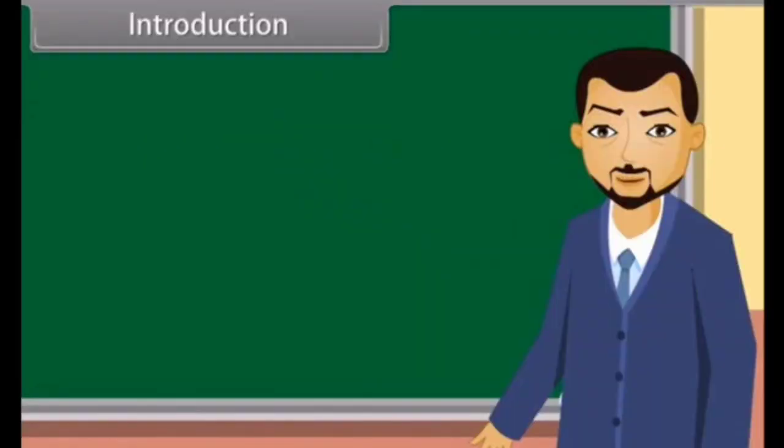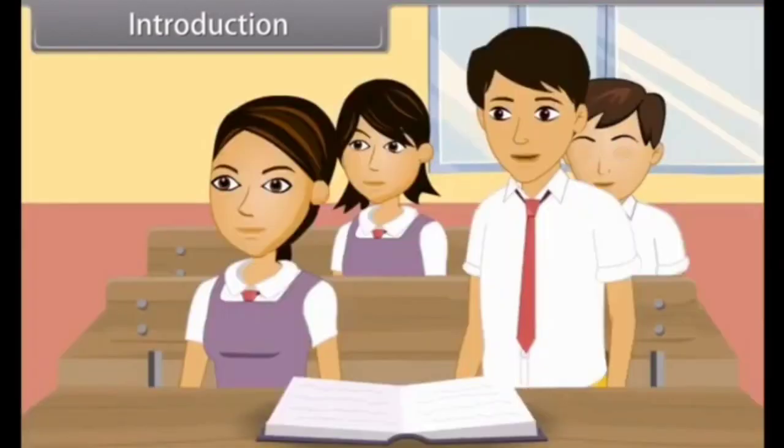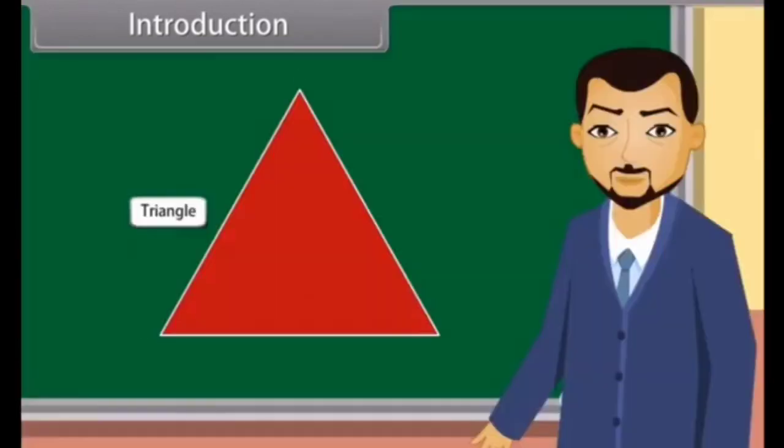You must have studied about closed figures. Now, what do we call the figure which is formed by three intersecting lines? A triangle, sir. Yes, you're right, Rahul. A triangle. It has three sides, three angles, and three vertices.